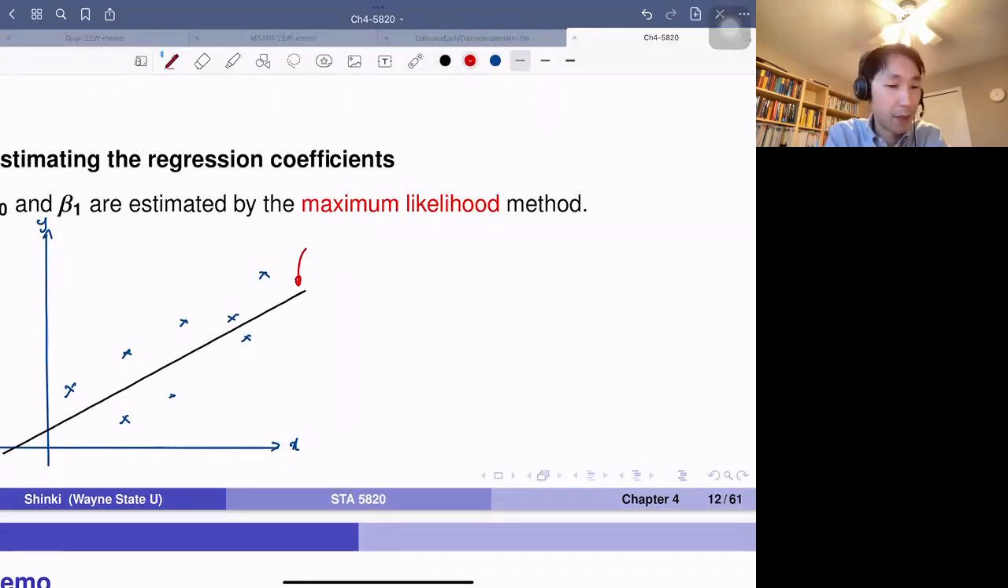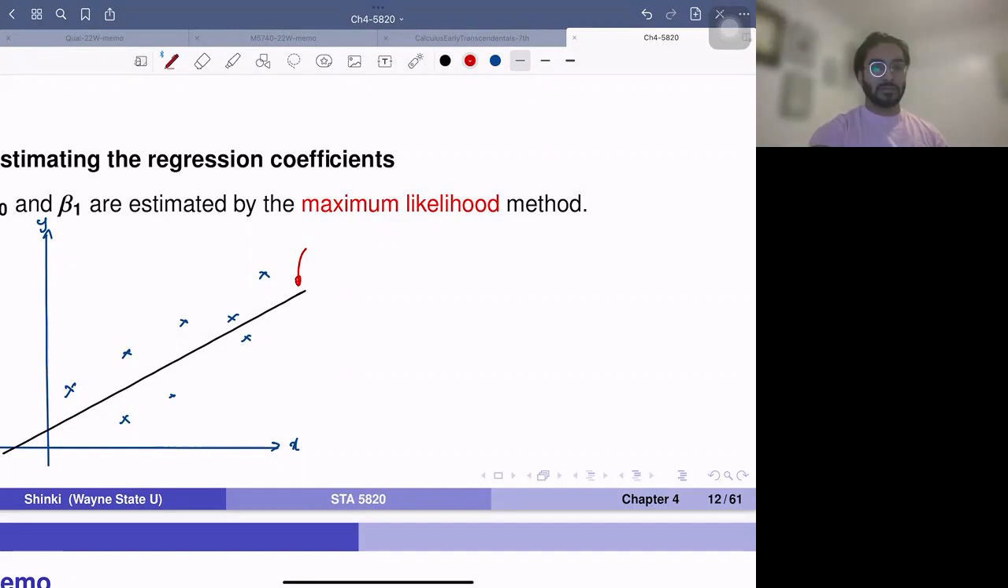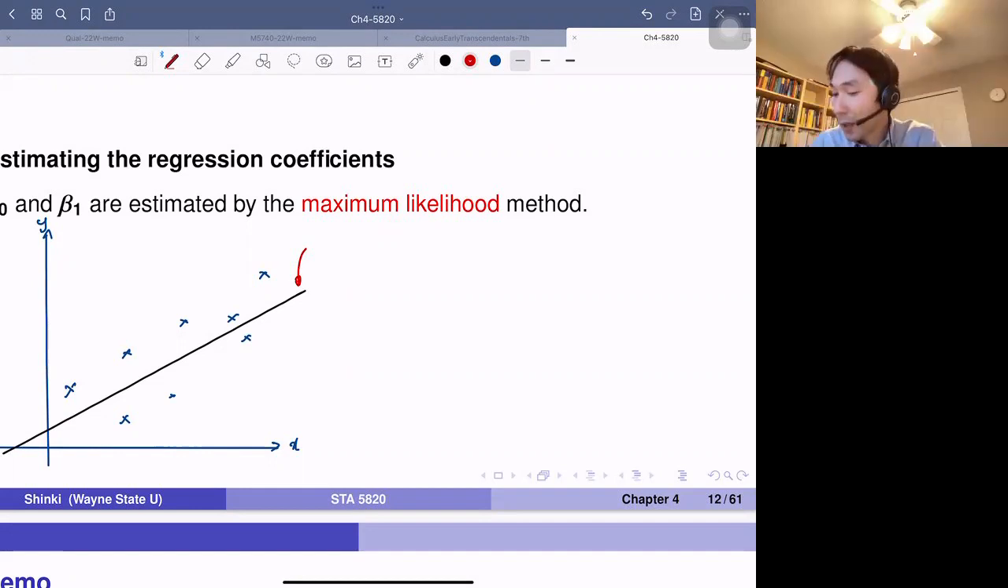Anyone can remember? Least squared, distance. Yeah, least square. So we measure the vertical distance, right? Then we minimize it. So if this is epsilon 1, epsilon 2, epsilon 3, epsilon 4, epsilon 3 is negative, epsilon 5, epsilon 6, 7, 8. Then we minimize the sum of epsilon i square. So that is the criterion. So least square.